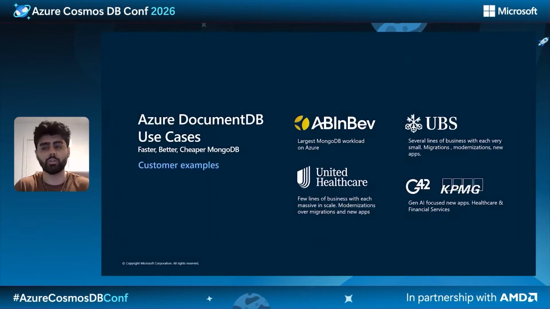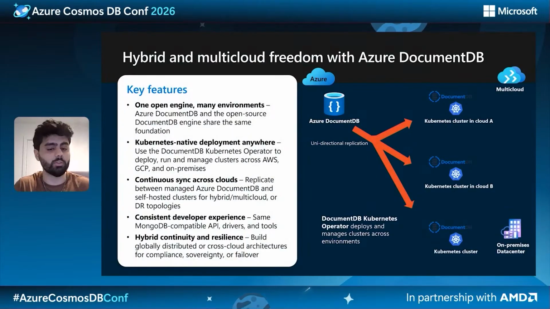There are a lot of customers that are actually using Azure Document DB today. We have AB InBev, UBS, KPMG, United Healthcare, and many customers for different workloads. Some of them, like EY and KPMG, are using Document DB for their vector search workloads for AI native applications. And one of the key differentiators for Azure Document DB is its hybrid and multi-cloud freedom. Like the demo I showed before, you can run Document DB on any service that is out there, local, AWS, GCP, and Azure at the same time. And there is unidirectional replication between all these services because it runs on the same engine that powers them all.